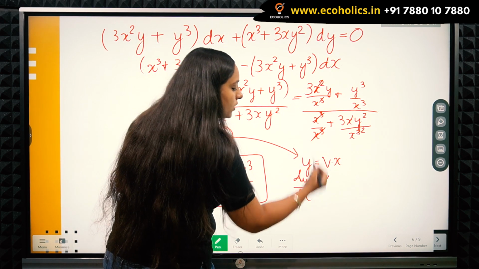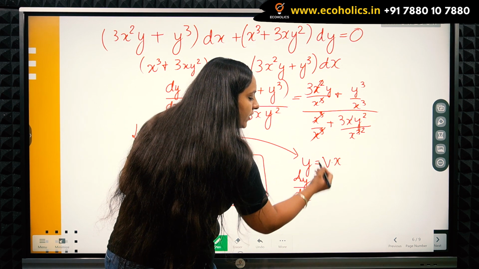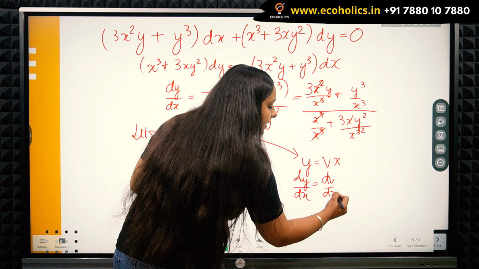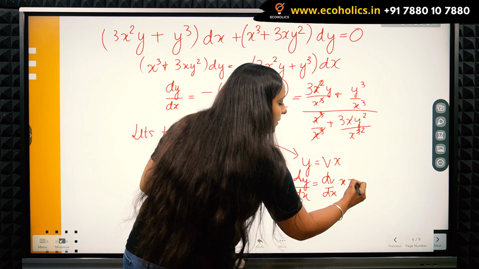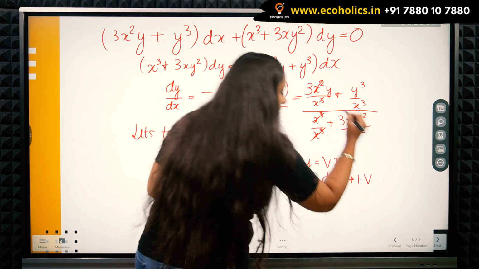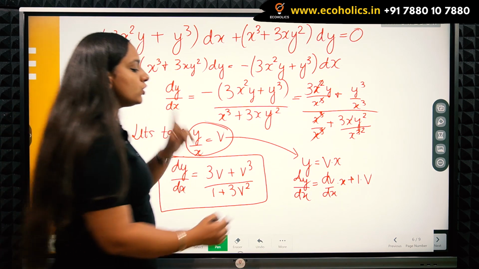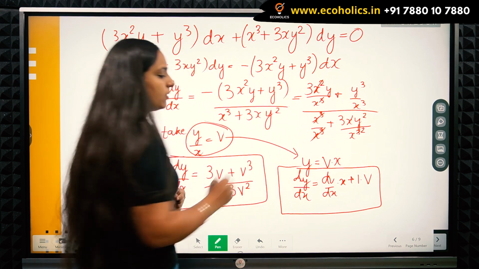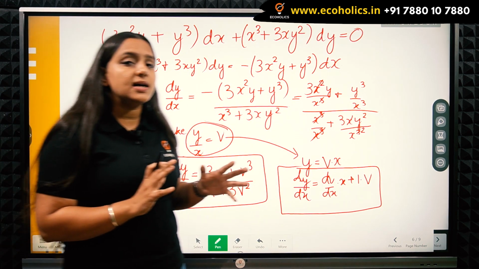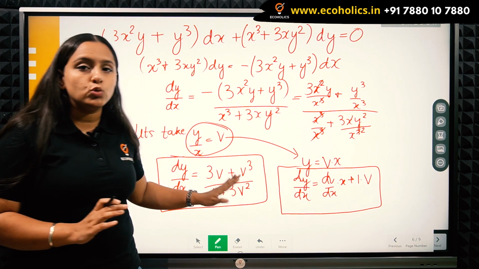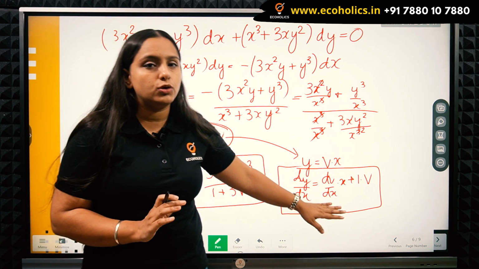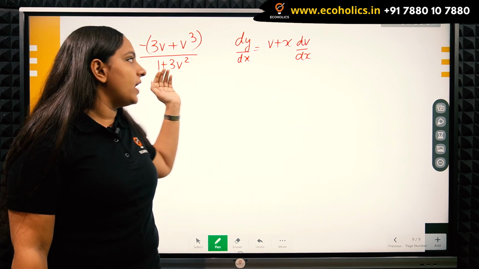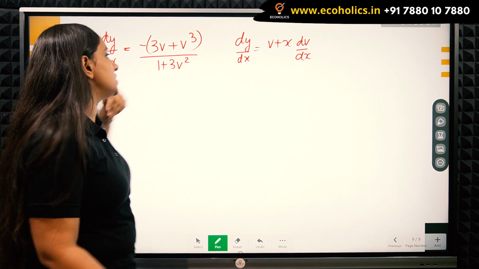So I will use the product rule and I will get the derivative of this first function. So I get dv by dx into x plus 1 into v. So you can see I have got 2 values of dy by dx. So what is my next task? I would equate these 2 values so that I can get near to my solution. So I have written down the 2 values of dy by dx which I have got. Now I will just equate them.